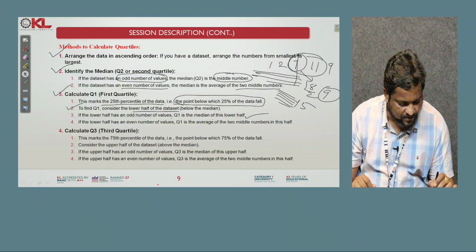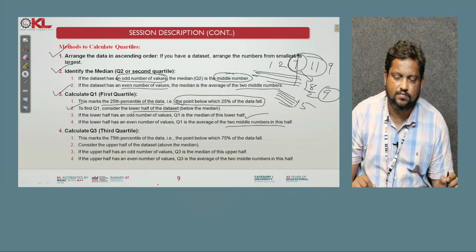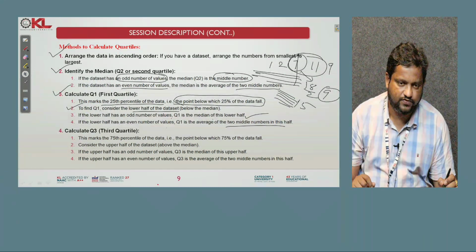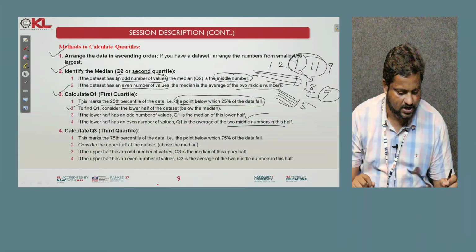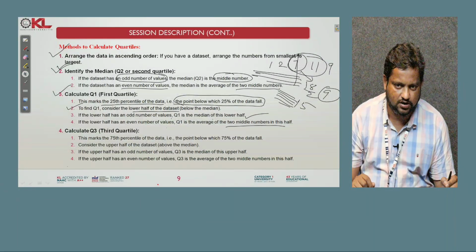If the lower half has an even number of values, Q1 is the average of the middle numbers. Like this, we are going to calculate the first quartile. The second quartile is already the median. This is the first quartile we have calculated. Then the third quartile. It is simple.